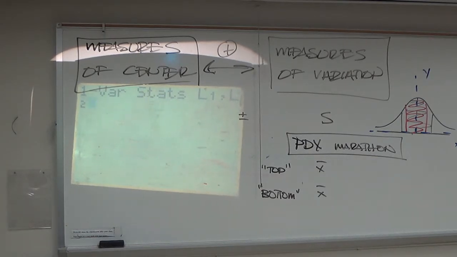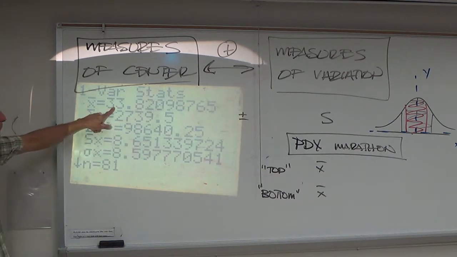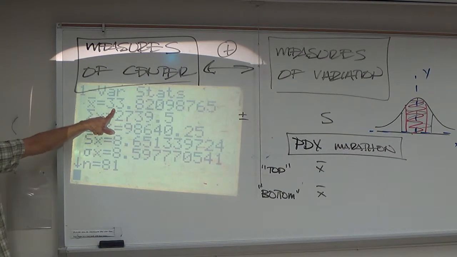That's okay, we're doing one at a time here, Riley. We're going to do the top first, then the bottom. So right now, we're only calculating the top. The average age of a top finisher is about 34 years, which syncs up with that graph pretty well.